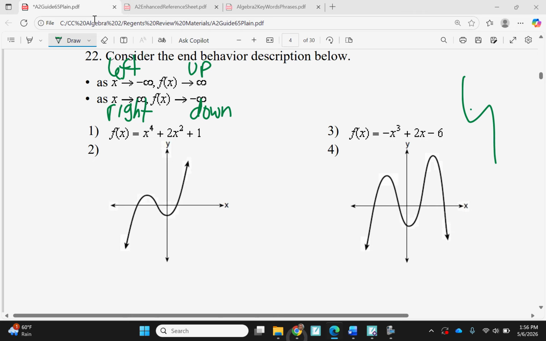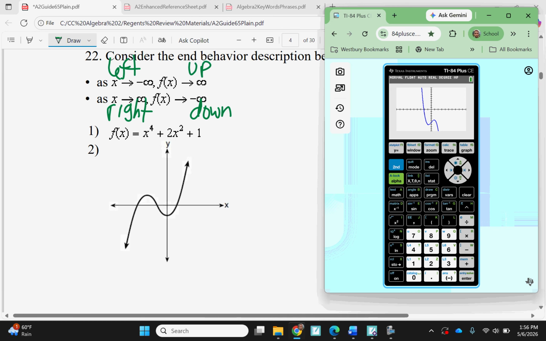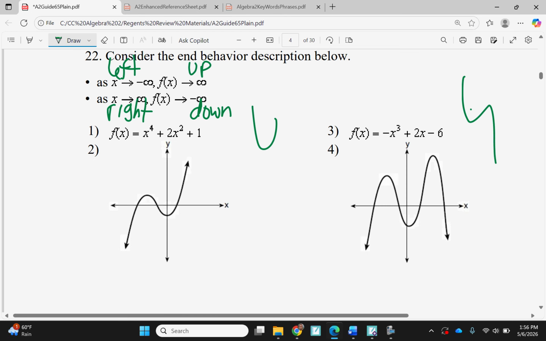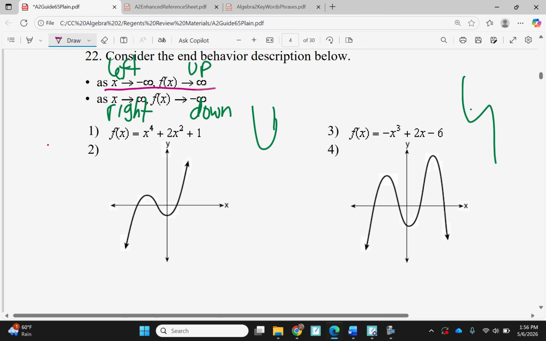And for choice 1, I can go back to y equals, and I've got x to the 4th plus 2x squared plus 1, zoom 6, looks something like that. So now I look at the choices. I want, as I go to the left, for it to go up.